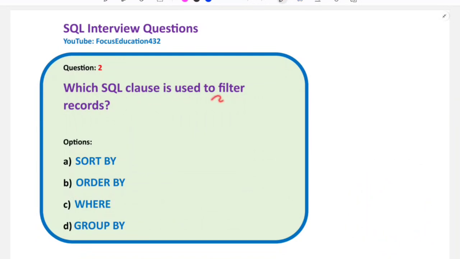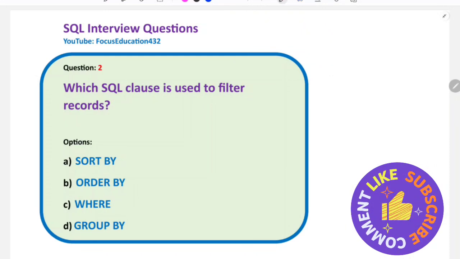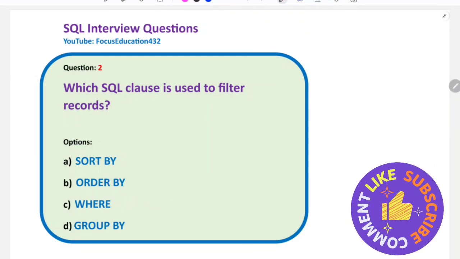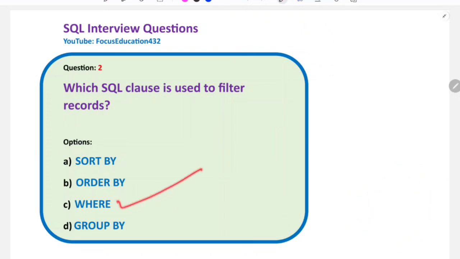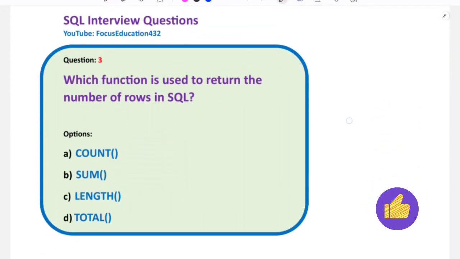Which SQL clause is used to filter records? And the correct answer here is where. The where clause is used to filter the records. That means we can display only the selected rows, the rows which we want based on the condition.